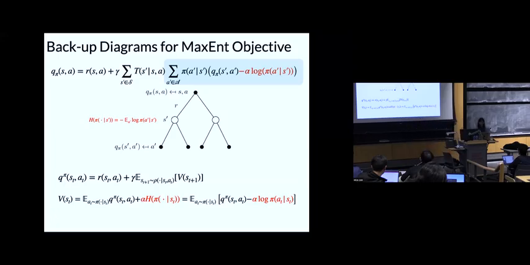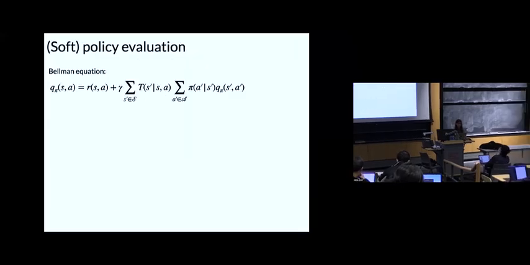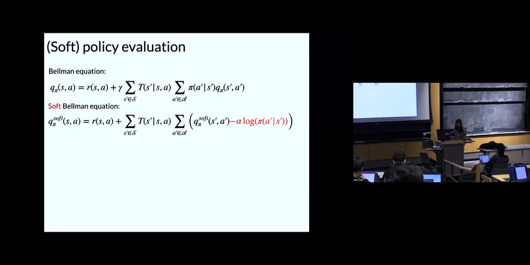That's all. So how can we then do soft policy evaluation? Let's go and see. Our Bellman equation was that. Now let's see the soft Bellman equation. Let's call it Q soft. The only change is we added this minus log pi of A prime given S prime. That's all we did.